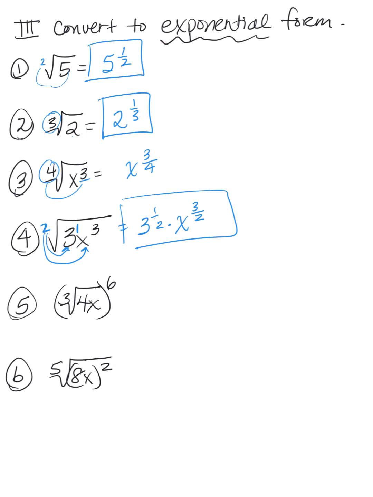Look at 5. There's a little bit of work to do on 5. The first thing we want to do is clean this stuff up. So let's rewrite that first. We'll have 4 to the 1/3 power times x to the 1/3 power, all raised to the 6th power. Now, remember when we raise a power to a power, we multiply powers? So now I'm going to have 4, 1/3 times 6 is 6/3, and then x is going to be 6/3. Let's keep cleaning it up. So I'll have 4 squared times x squared.